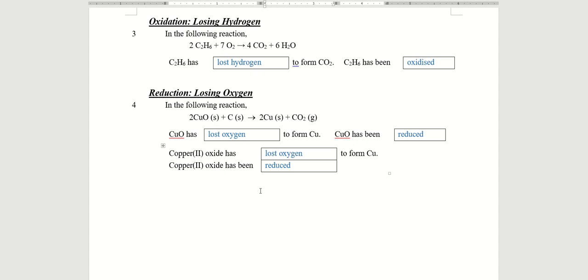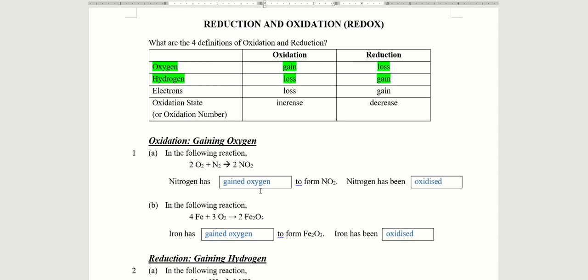You can see from all these examples how oxidation and reduction can be defined in terms of either a gain or loss of oxygen or hydrogen. So let's do a quick recap. A substance has been oxidized if it gains oxygen or loses hydrogen. And a substance can be said to have been reduced if it has lost oxygen or gained hydrogen.